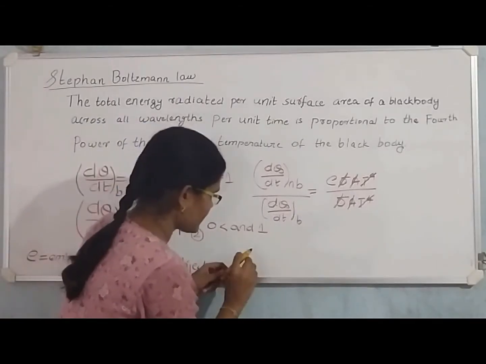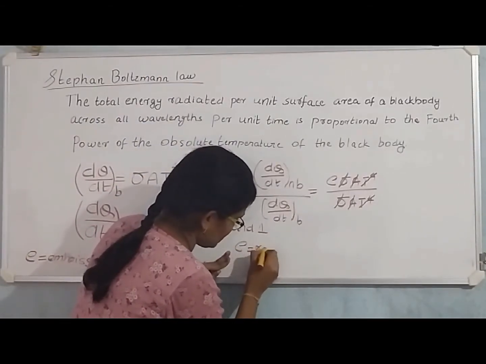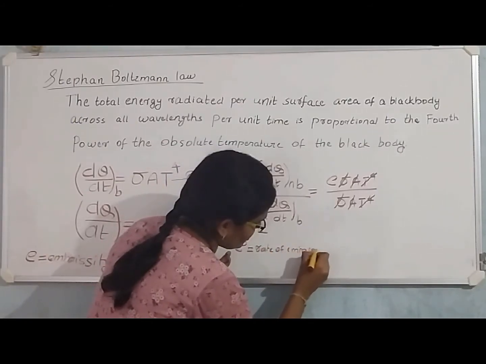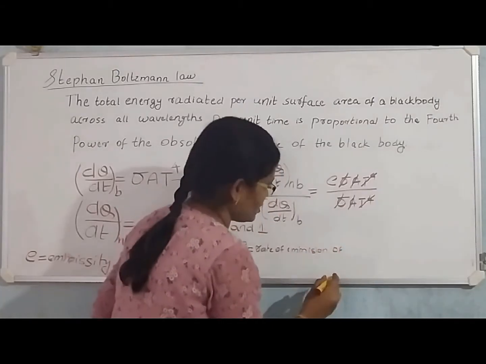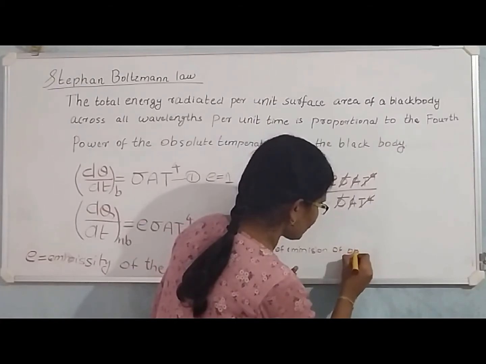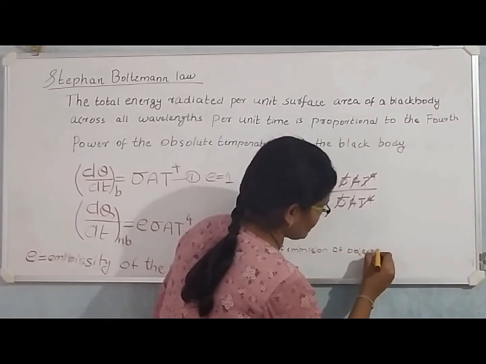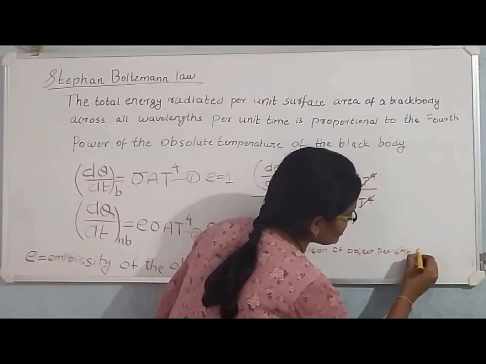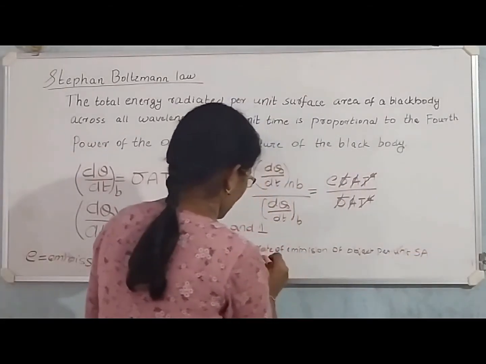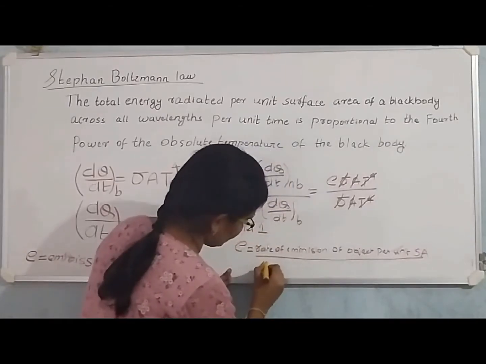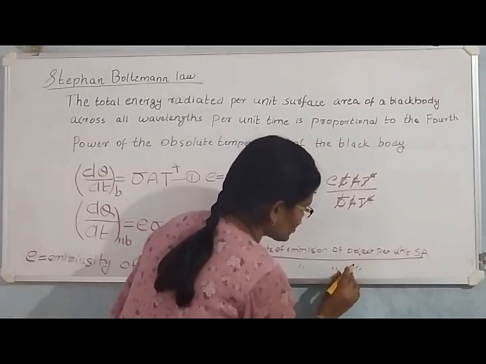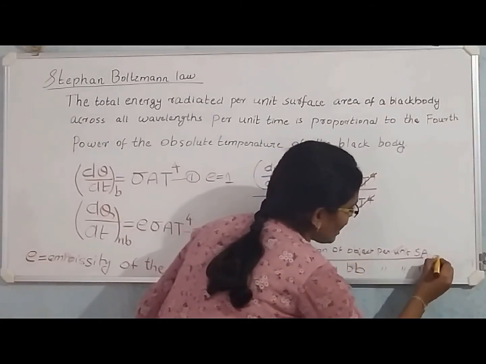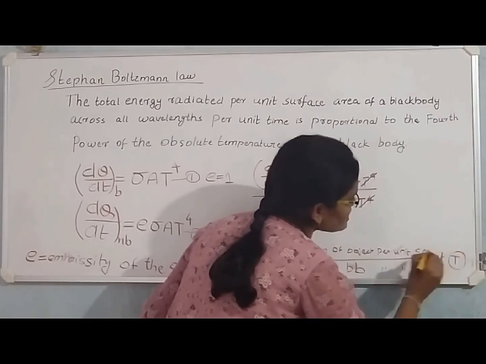So let me write it here. E is the rate of emission of an object per unit surface area, SA, by the rate of emission of a black body per unit surface area at constant temperature, or at the same temperature.